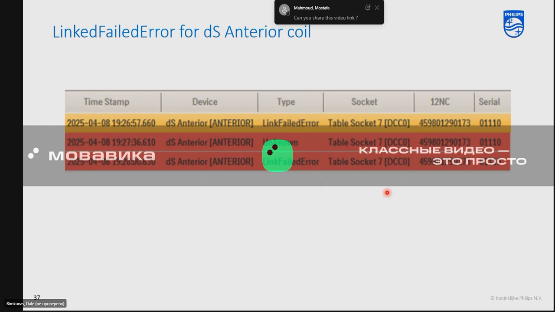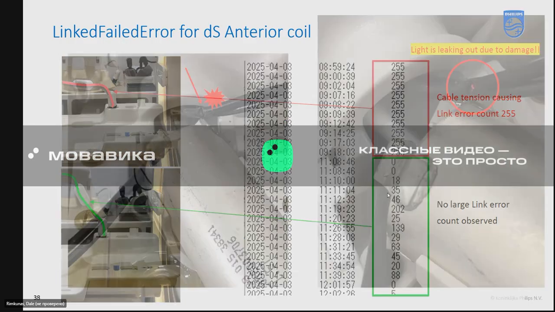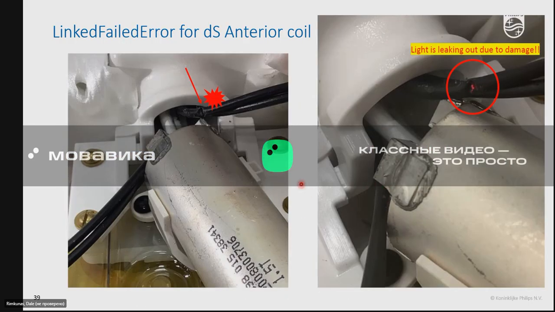Here's an example of a failure that we find: link failed errors. Link failed errors are almost always associated with damaged fiber optic or voltage levels going to the RXCs that prevent the RXC from communicating. The communication is always through fiber optic. In Japan, when they opened one of the anterior coils, they found that the fiber optic cable was damaged. Here you can actually see laser light coming out of that.